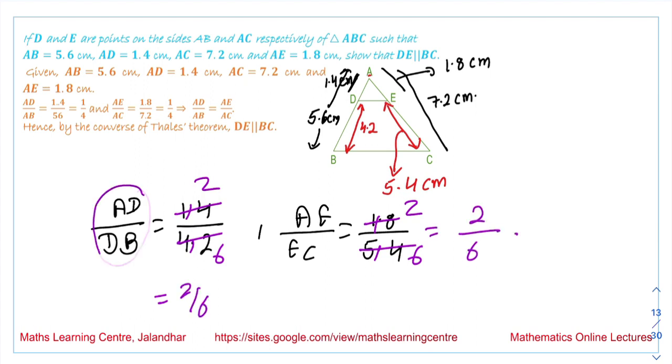So we are saying this AD over DB is equal to AE over EC. So by the converse of the Thales theorem, or the basic proportionality theorem, we are saying that the lines DE and BC will be parallel.